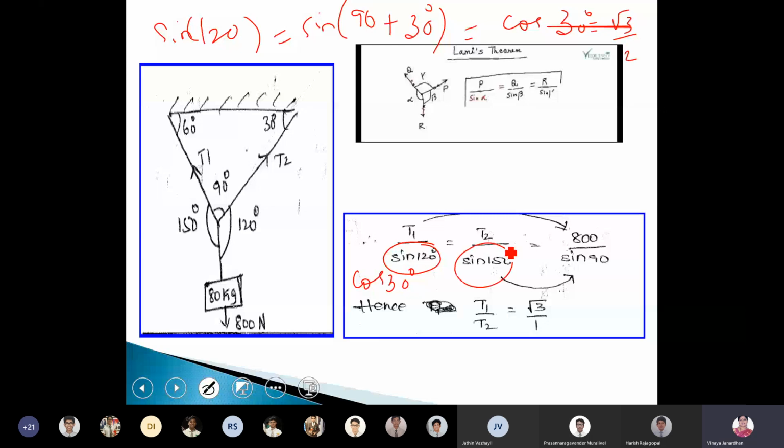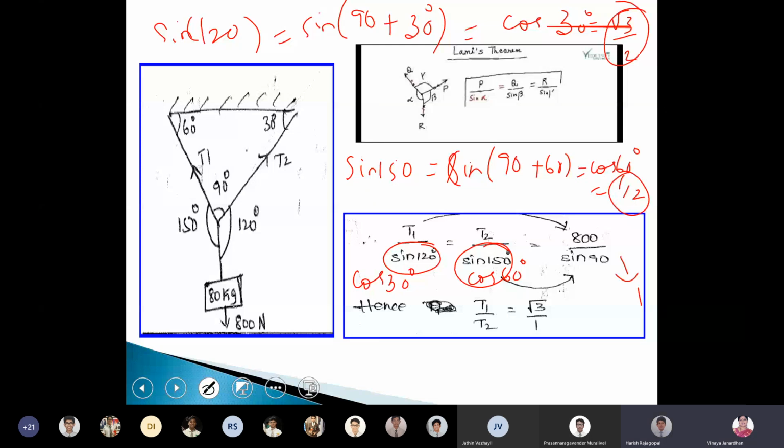And what about the sine 150? Sine 150 will be equal to sine of 90 plus 60. So that is cos 60. You can do your own. That becomes half. So this becomes cos 60 degrees. Sine 90 is 1.